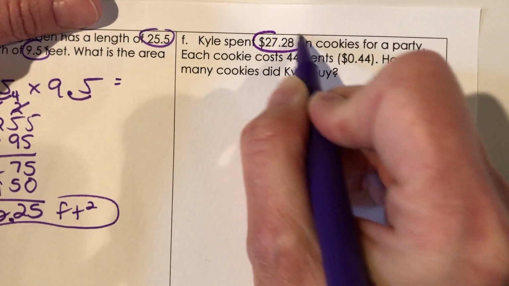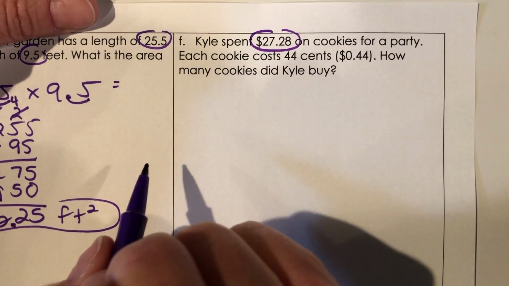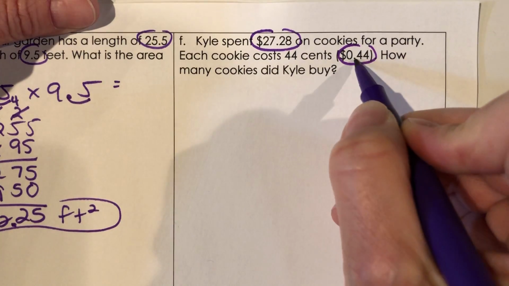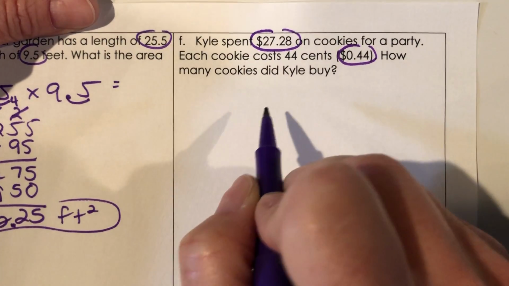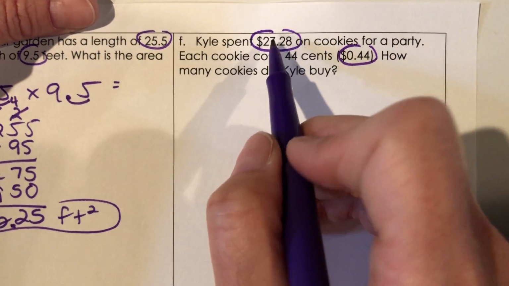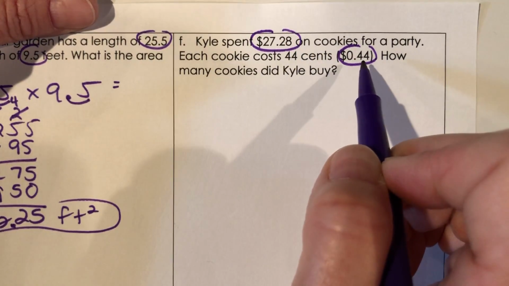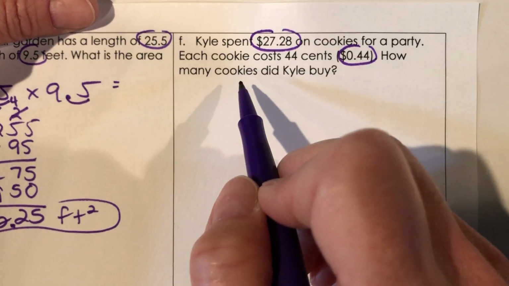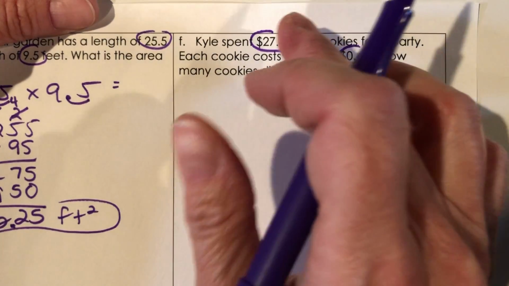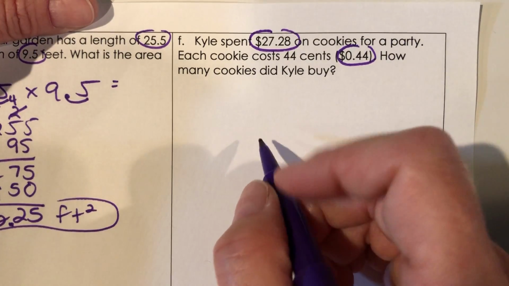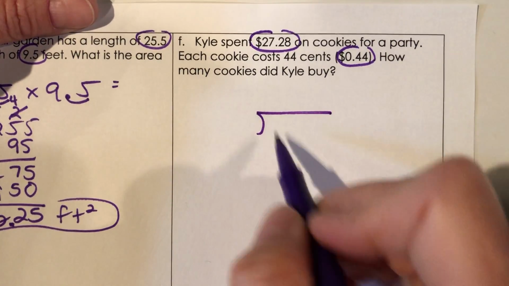Kyle spent $27.28 on cookies for a party. Each cookie costs 44 cents, which is the same thing as 0.44. How many cookies did he buy? So this tells you the total that he spent, and it tells you the cost of each cookie, and we're looking for the other part. So if you're given the total and one of the parts, that means we need to what? Divide.